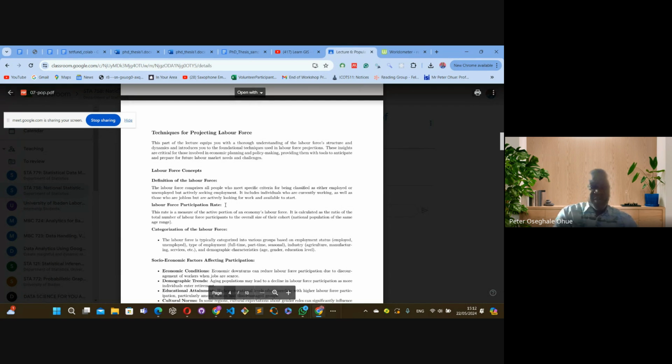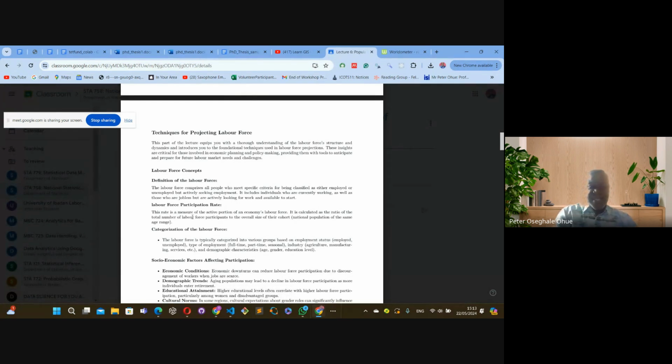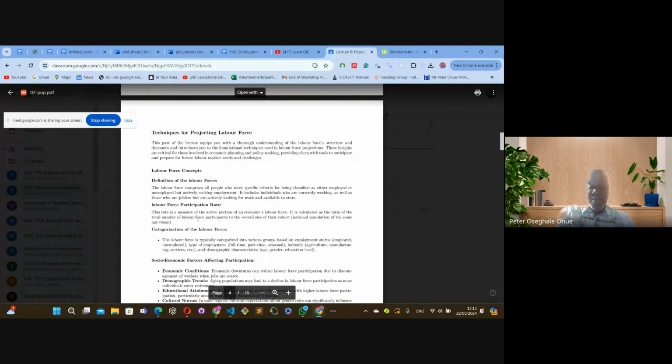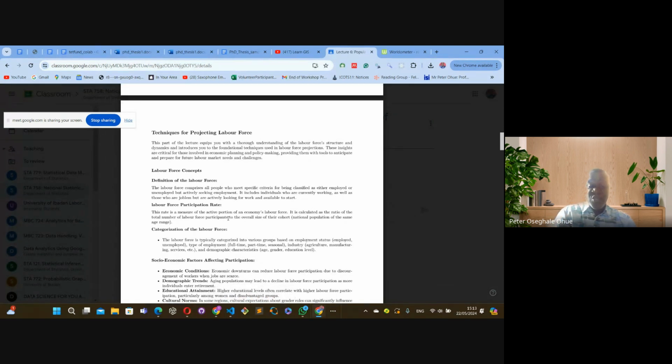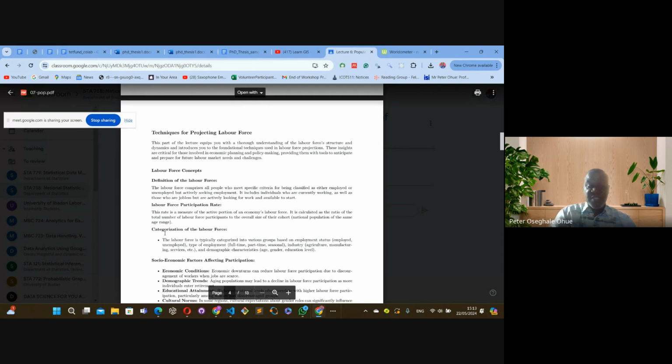Labor force participation rate. Let's look at it. This is a measure of the active portion of an economy's labor force. It is calculated as a ratio of the total number of labor force participants to the overall size of their cohort. That is the national population of the same age range.